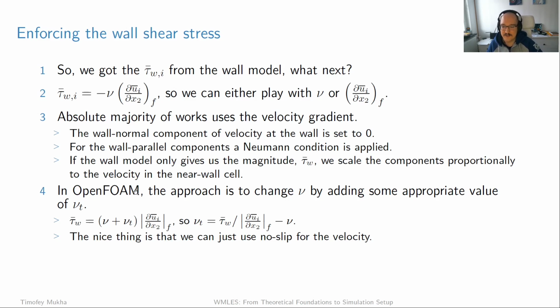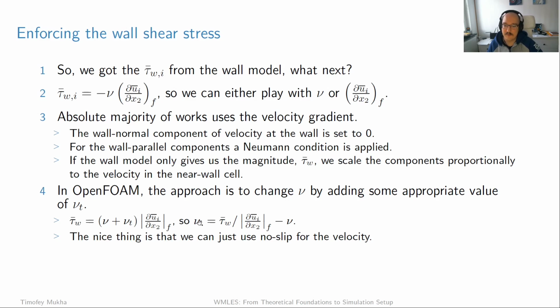So the idea here is that we're going to add an appropriate amount of nu t such that, after we evaluate this expression, we get the correct value of tau wall, which is given from the wall model. And of course, if we look at that, we can easily see what kind of nu t we need to plug in. Well, we simply divide by the velocity gradient that we currently have, which is also known from the wall model, and we subtract the molecular viscosity. That's about it.